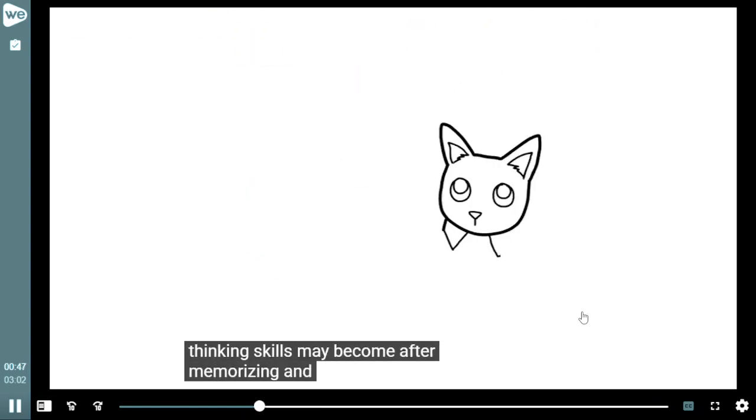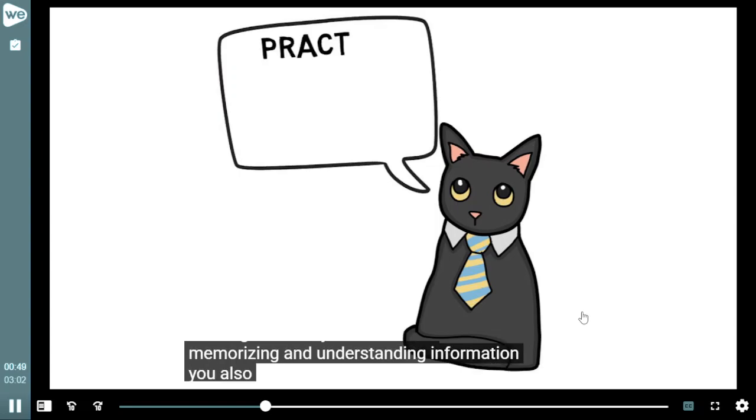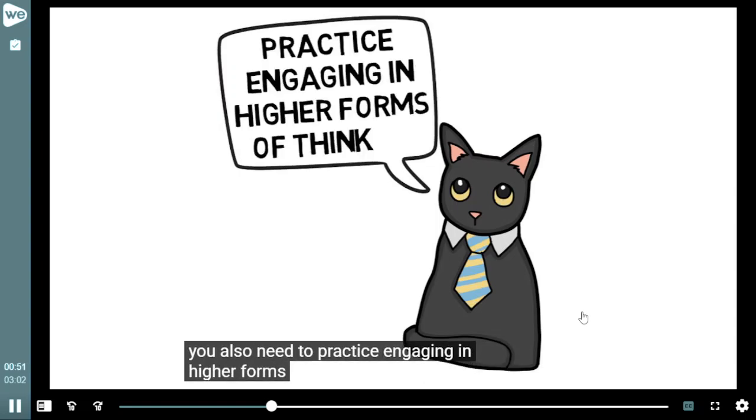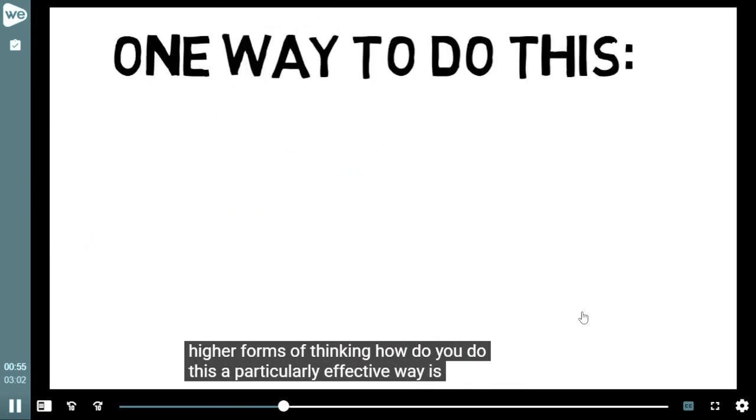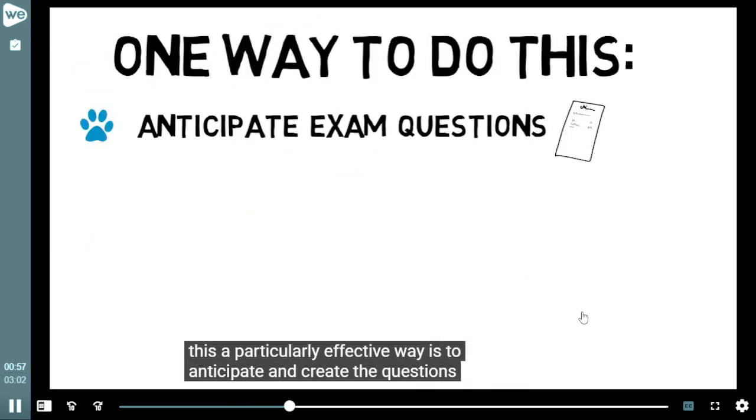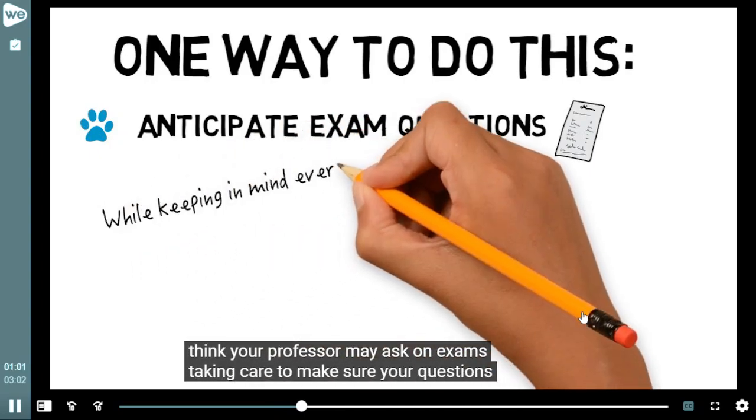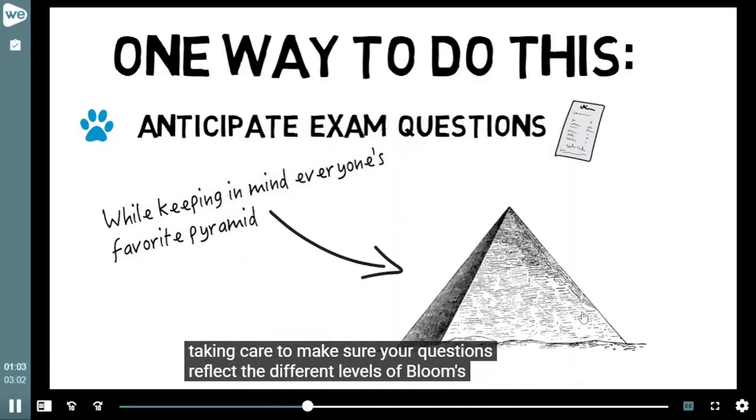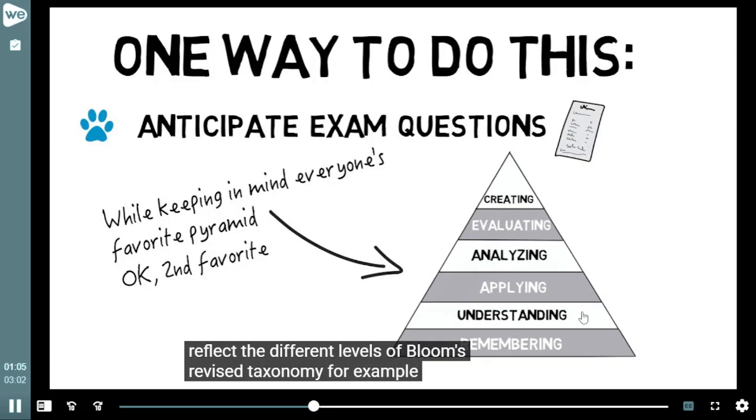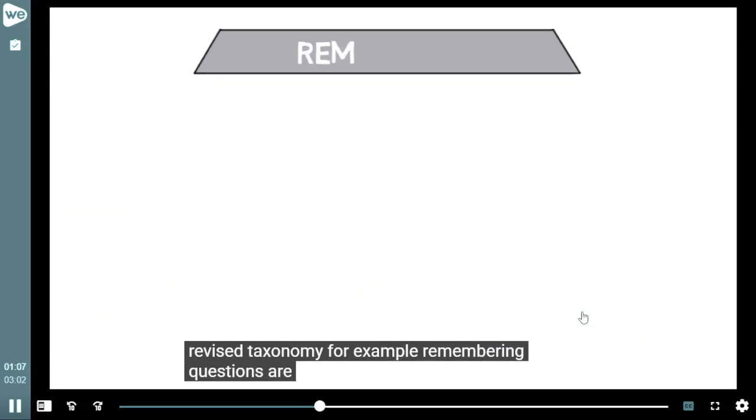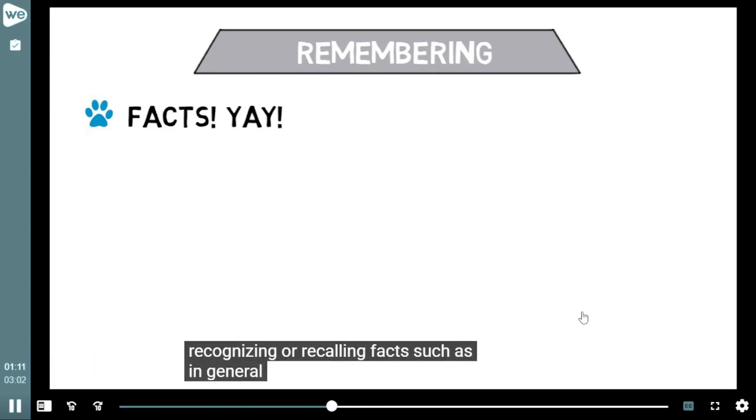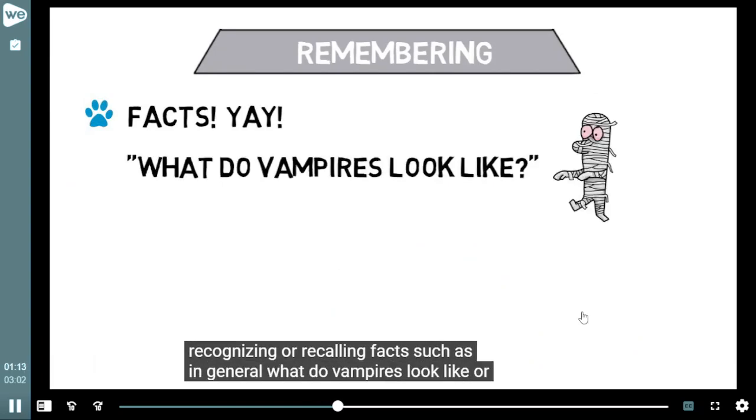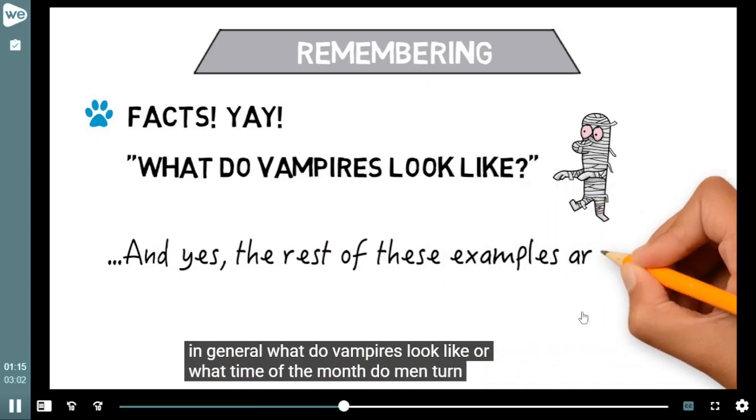After memorizing and understanding information, you also need to practice engaging in higher forms of thinking. How do you do this? A particularly effective way is to anticipate and create the questions you think your professor may ask on exams, taking care to make sure your questions reflect the different levels of Bloom's revised taxonomy. For example, remembering questions are those that involve recognizing or recalling facts, such as, in general, what do vampires look like? Or, what time of the month do men turn into werewolves?